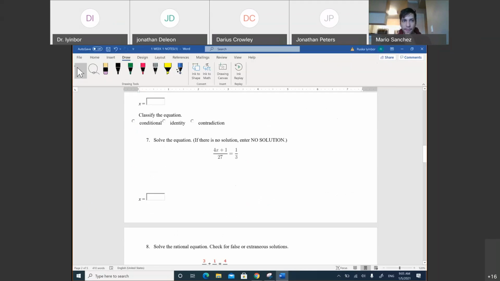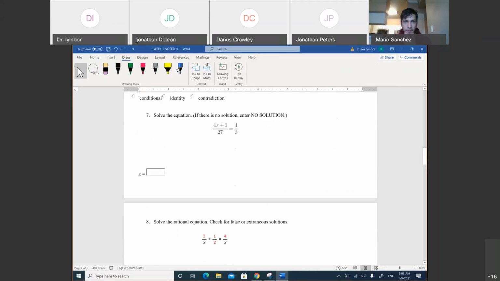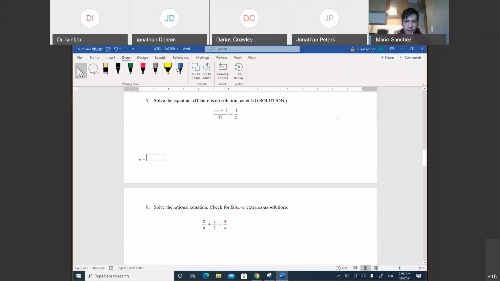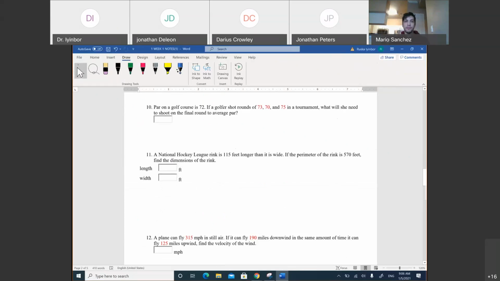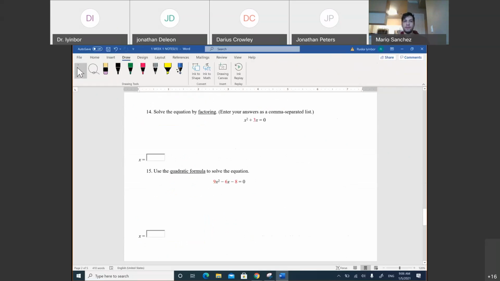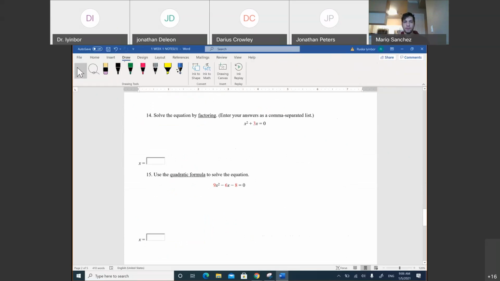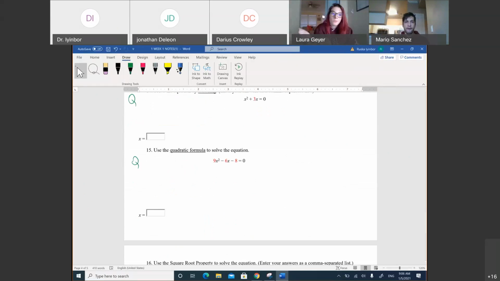How about number 7? Still linear? Linear, that's right. You have a fraction, but you still have x and numbers. Linear. How about 8? Linear, right? So if you have a square, it has some word problems you're going to solve later on. Okay, how about 14? Quadratic. 14 is quadratic. Good job. How about 15? Quadratic, that's right.